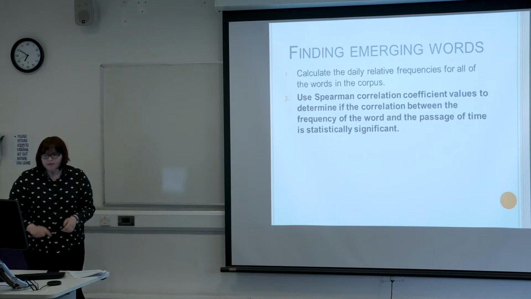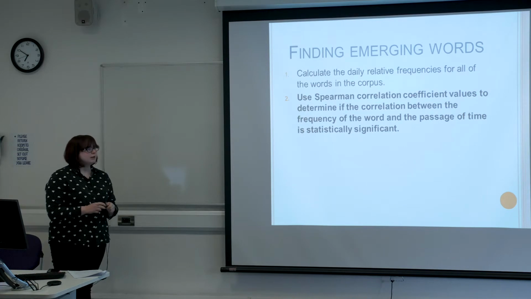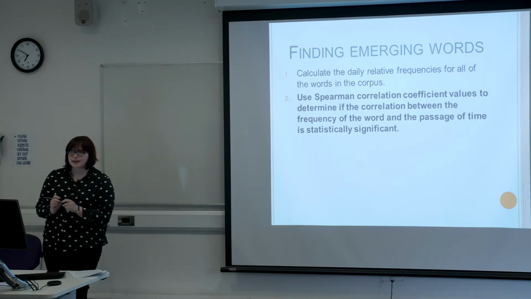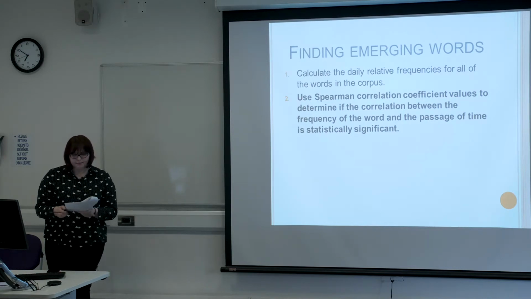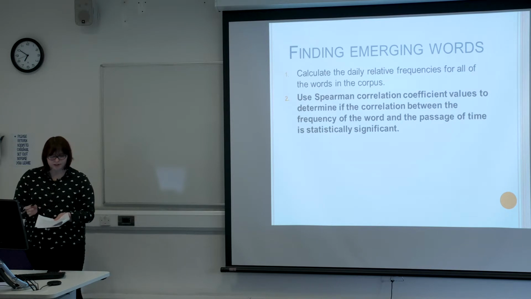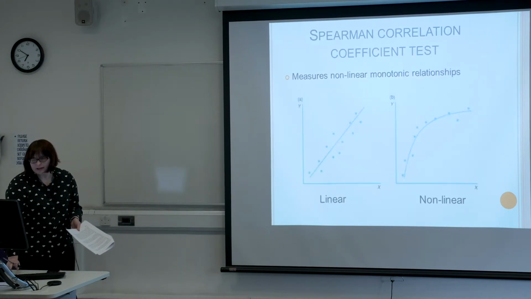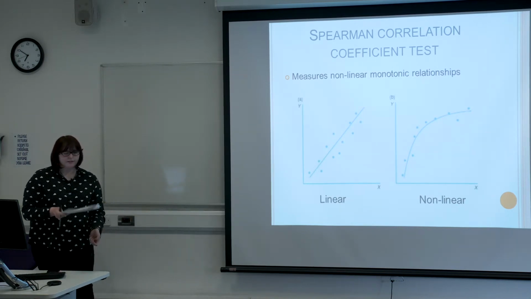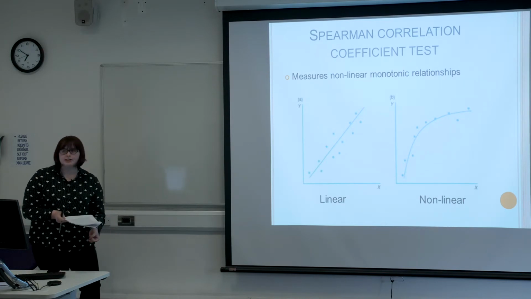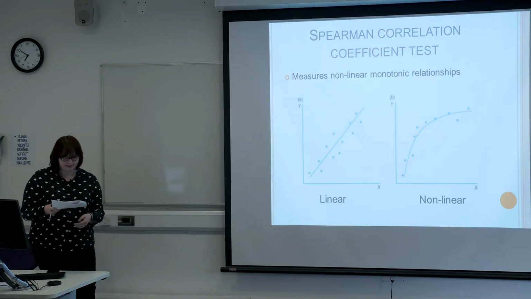Okay. So once we have the daily relative frequencies, the next step is to determine if the correlation between the frequency of the word and the passage of time is statistically significant. So to do that, the Spearman correlation coefficient test was used to determine the strength of the relationship between the frequency of the word and the passage of time. So just to break that down a bit. As indicated by the name, the Spearman correlation coefficient test measures the significance of a correlation between two variables. So in this case, time and frequency.